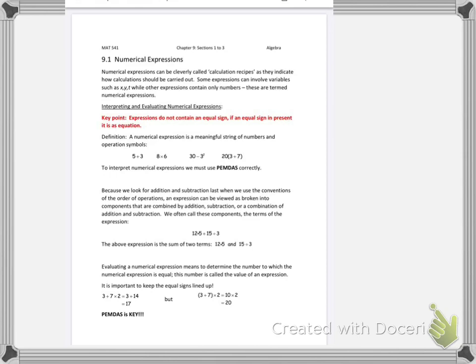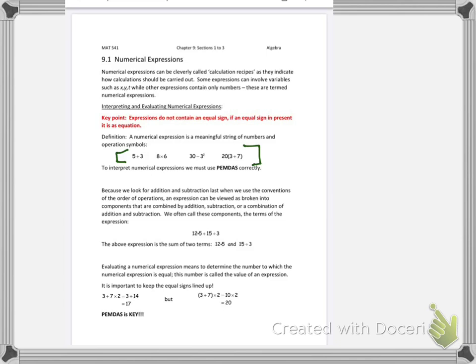Okay, numerical expressions only contain numbers. So, read the rest of what I have written here. But these are numerical expressions. They don't have variables in them. So, a key point, though, is that they are expressions because they don't have an equal sign. They are numerical expressions because they only have numbers.